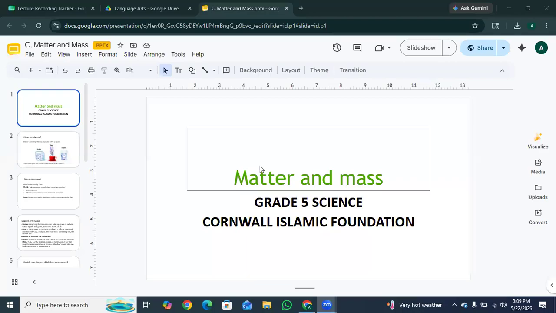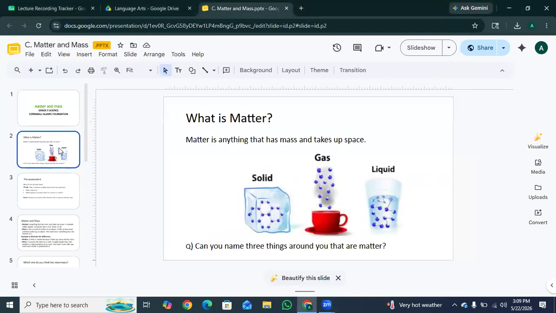Hey students, so today we are going to discuss the topic of matter and mass. So, what is matter? Matter is simply anything you can touch, see, or feel. And if it takes up space and has weight, even a tiny amount, it is matter. Okay? So, matter is anything that has mass and takes up space. And we have three types of matter: solid, gas, and liquid.